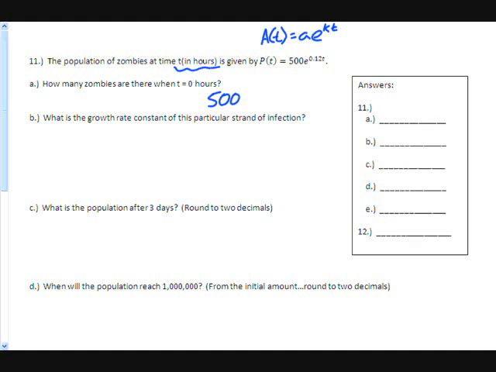The next part, it says, what is the growth rate constant of this particular strand of infection? Well, the growth rate constant is the k value, which is this guy right here. It's the 0.12. Again, this is just trying to make sure that you understand how these functions work and what the k value is. All right, now we're going to actually do some calculations here.